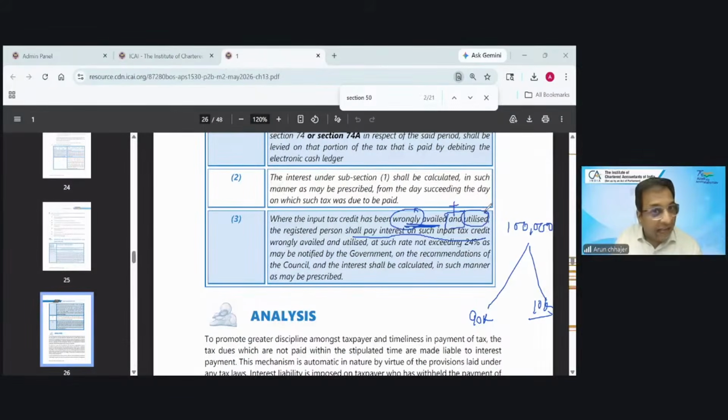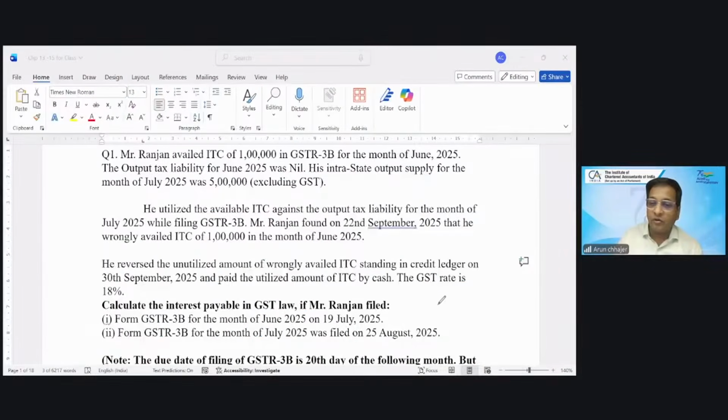As it is lying in the credit ledger, therefore, in this case, no interest would be on 10,000. Do you agree with this? 10,000 रुपए के ऊपर तो इंटरेस्ट लगेगा नहीं, क्योंकि वो wrongly availed तो था but utilized नहीं था. So therefore, in this case, what we can say that no interest would be levied on 10,000.